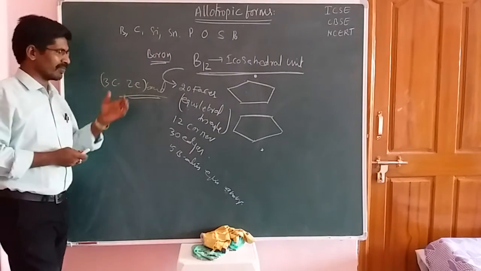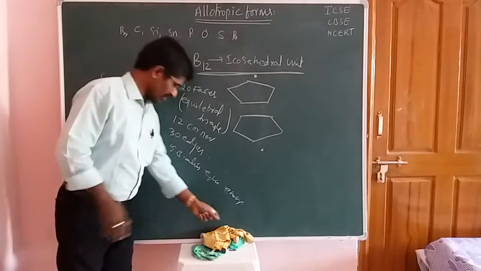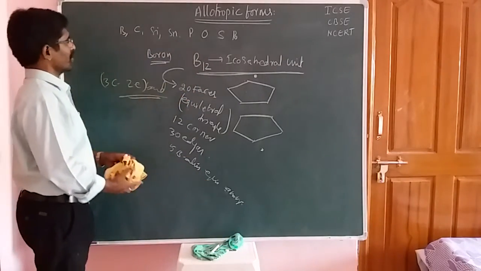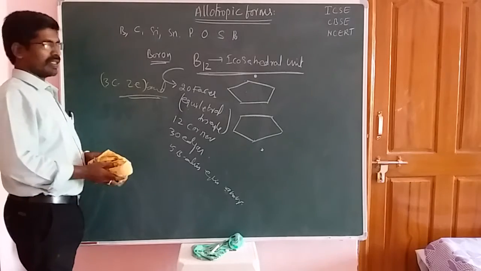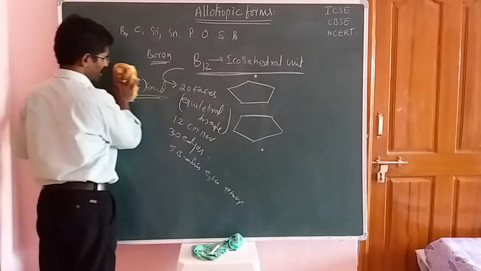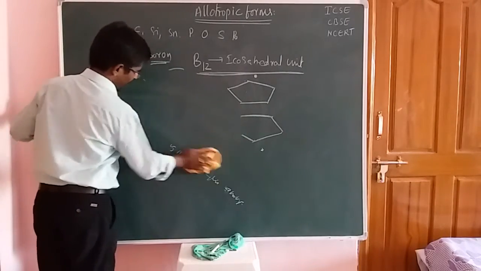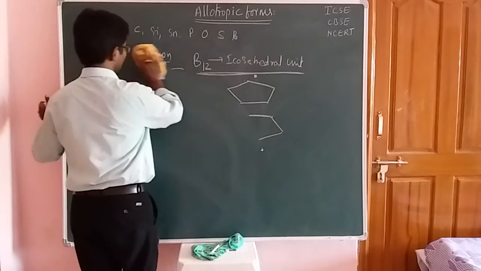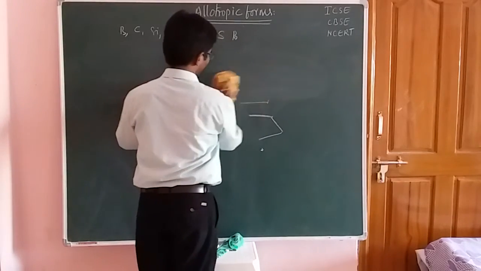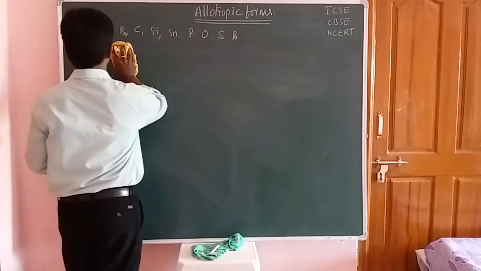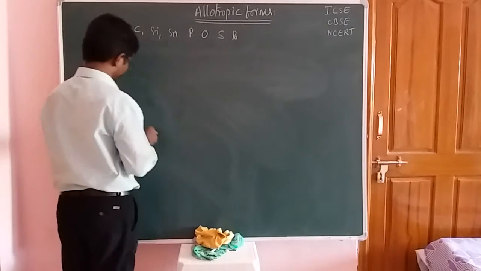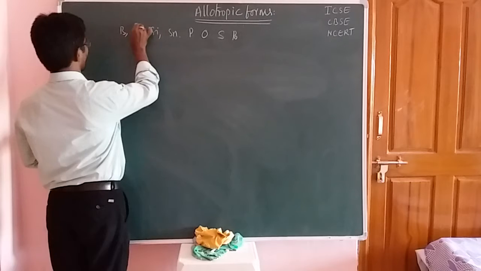Okay students, that means B12 is the allotropic form of boron. This is the statement about the allotropic form of boron. Next we will discuss the carbon allotropic forms.